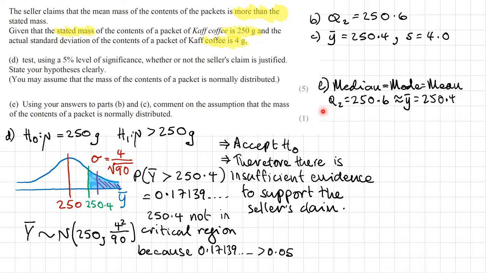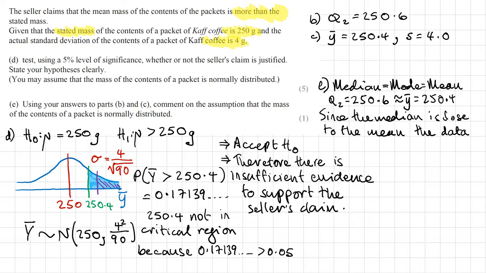So I'll put something like, since the median is close to the mean, the data is, well, not 100% sure it is, but we can be sure it is normally distributed. The key thing is that we mention the fact about this mean and median being quite close in value.